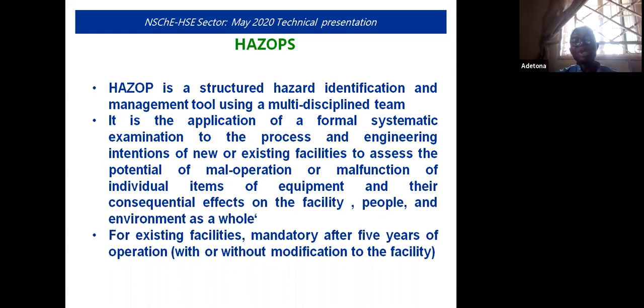Then Hazop can be applied to existing facilities. Okay, it's mandatory after 5 years of operation. It is also applied to new plants, and as we shall see, it's so versatile. You can apply it to procedures, risky procedures, and so forth.